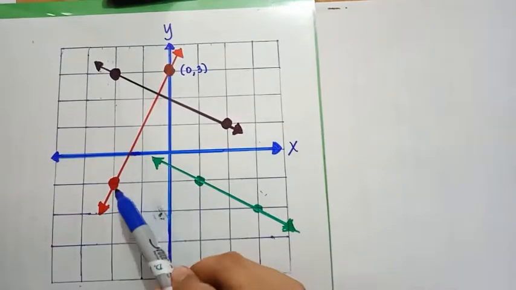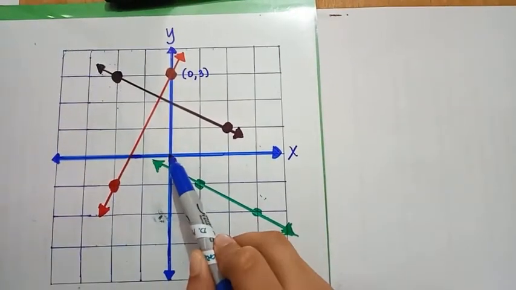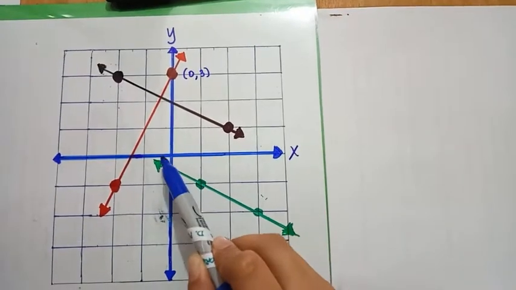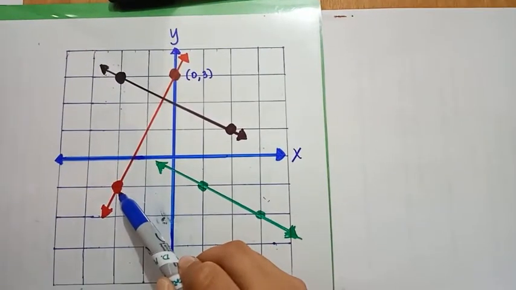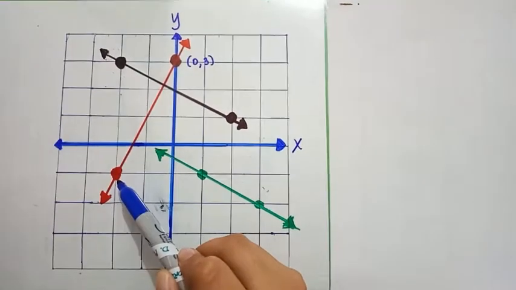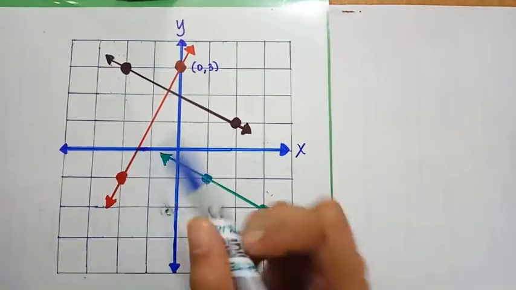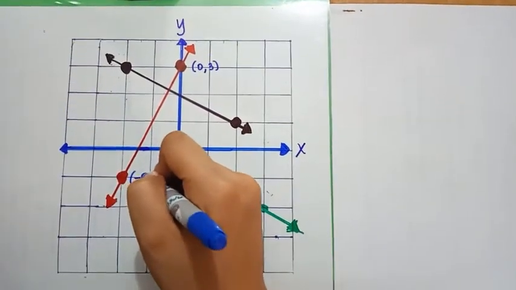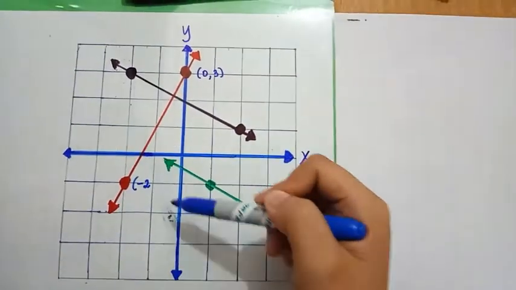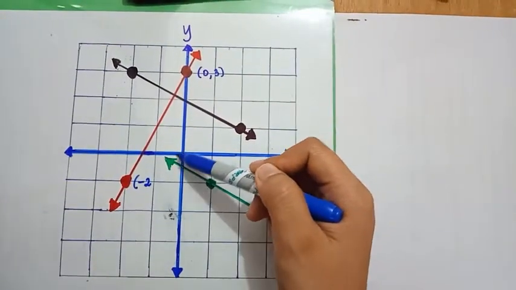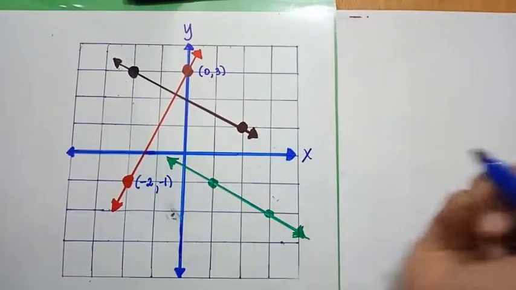Next, itong point naman ito, naka-partner niya. We have here 0. Ito yung positive 1. 0. Ito yung negative 1. So, kung ito yung point na papangalanan natin, it will be sa x-axis ay negative 2. And sa y-axis, siya ay nasa 0, pababa, negative 1. So, negative 2, negative 1.